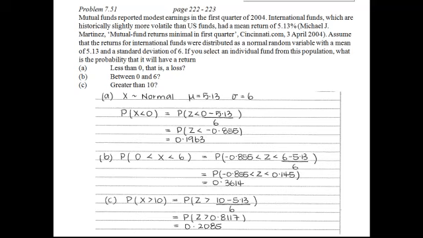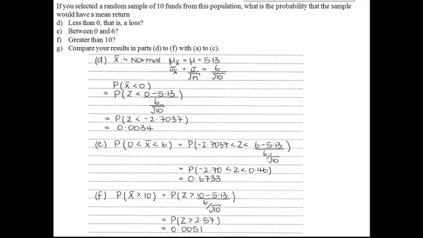A, B and C have given us a chance to think about populations. Now what we can do is think about what happens if, instead of just looking at an individual fund from this population and working out the probabilities, we take a sample. To do that, we need to consider the sampling distribution. So the next bit of information tells us if you selected a random sample of 10 funds from this population, what is the probability that the sample would have a mean return?